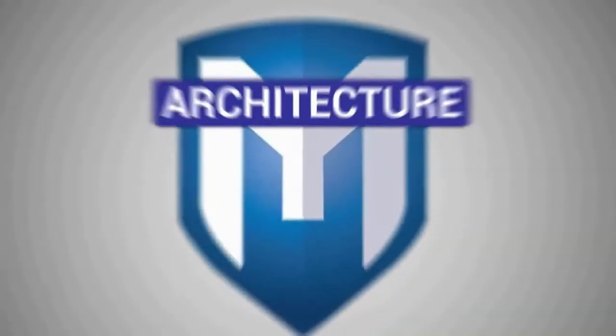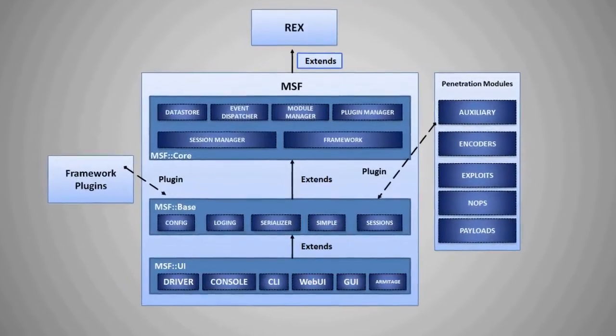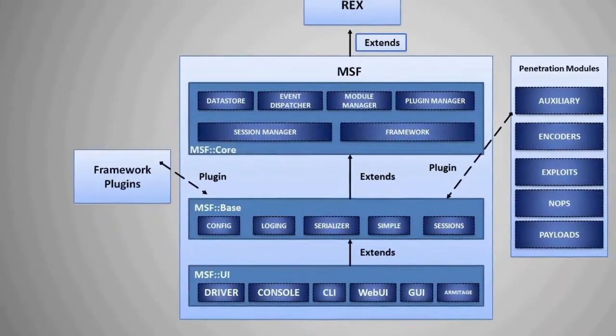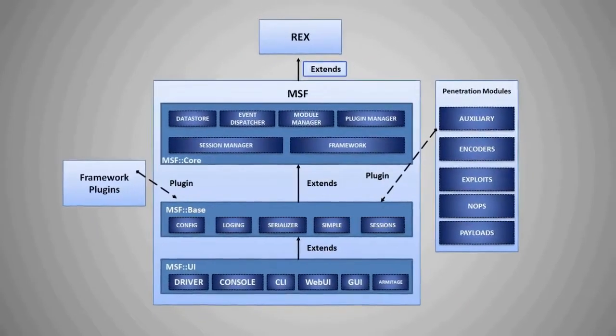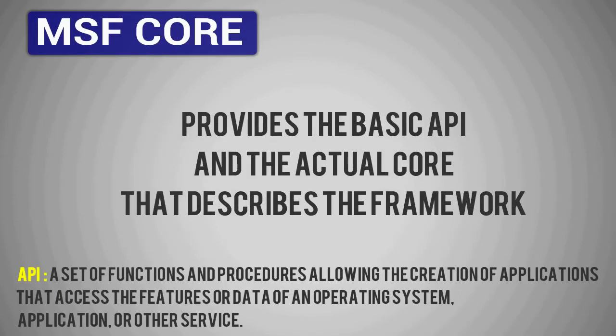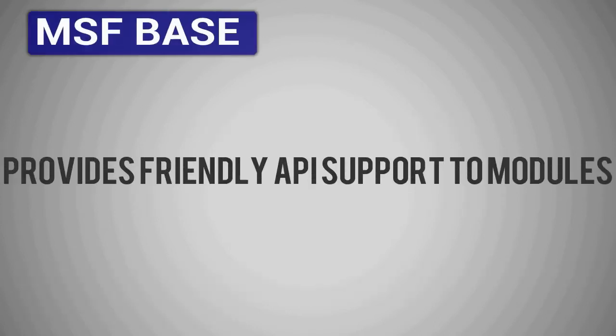The architecture of the Metasploit framework. Metasploit comprises various components such as important libraries, modules, plugins, and tools. Let's see what these components are and how they work. It's best to start with the libraries that act as the heart of Metasploit. Let's understand the use of various libraries. Rex handles almost all core functions such as setting up sockets, connections, formatting, and all other raw functions. MSF Core provides the basic API and the actual code that describes the framework. MSF Base provides friendly API support to modules.